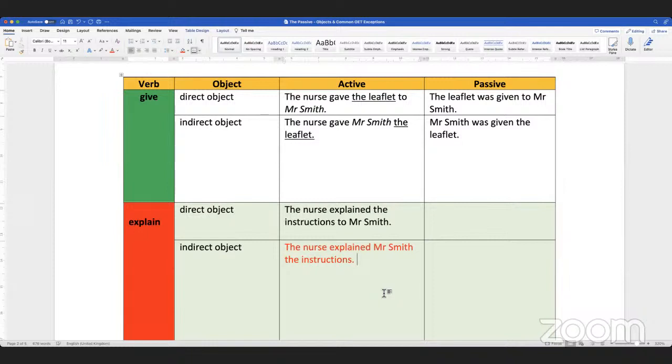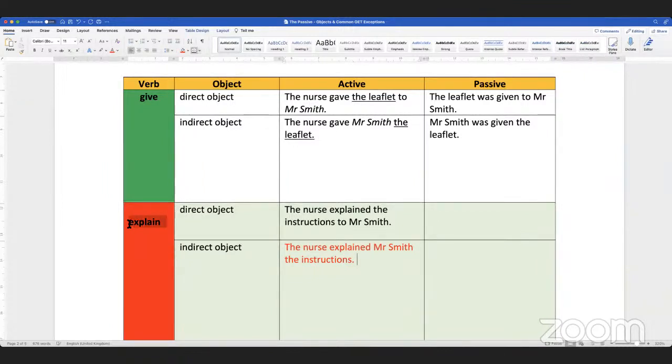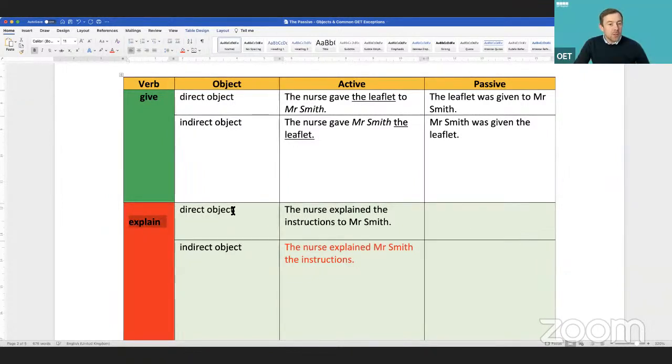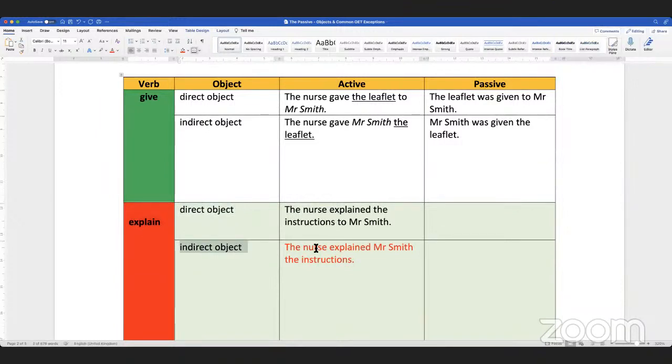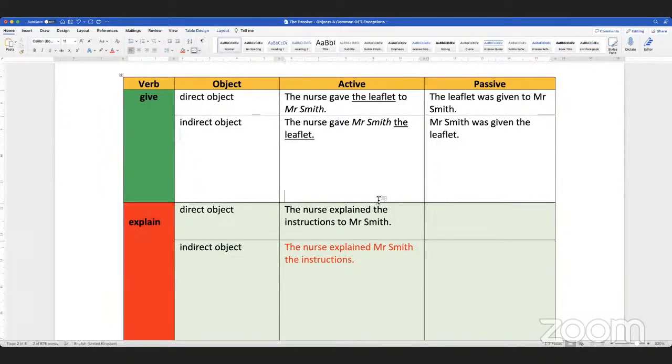It's strange. We can't do it. So with explain, what we're saying is you can use it with a direct object, but you can't use it with an indirect object. Okay, let's put it into the passive.